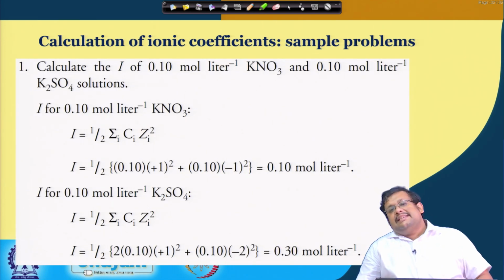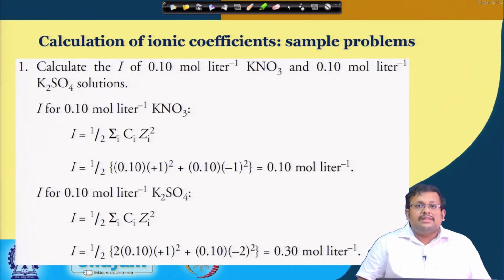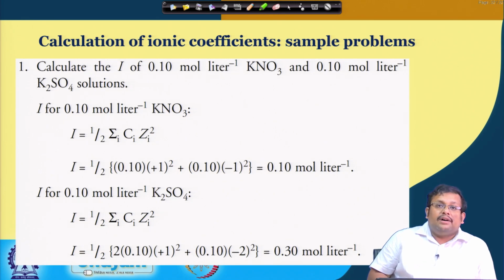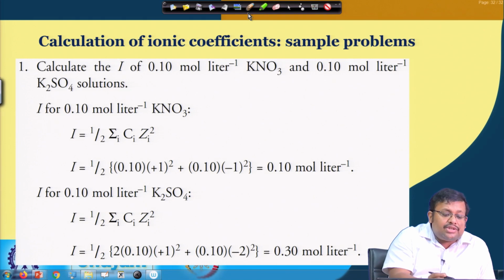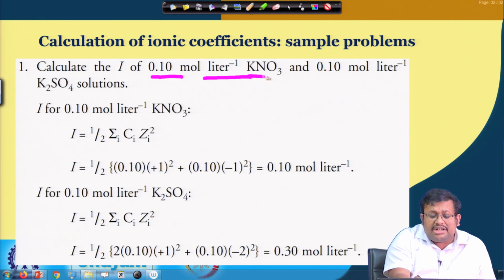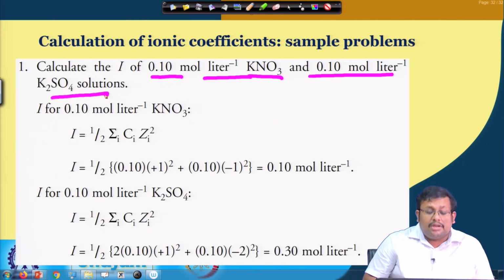Okay. So, let us see some example mathematical solutions, some sample problems on the calculation of ionic coefficients. Here, the first question says: calculate the ionic strength I for 0.10 mole per liter potassium nitrate and 0.10 mole per liter K2SO4 solution.